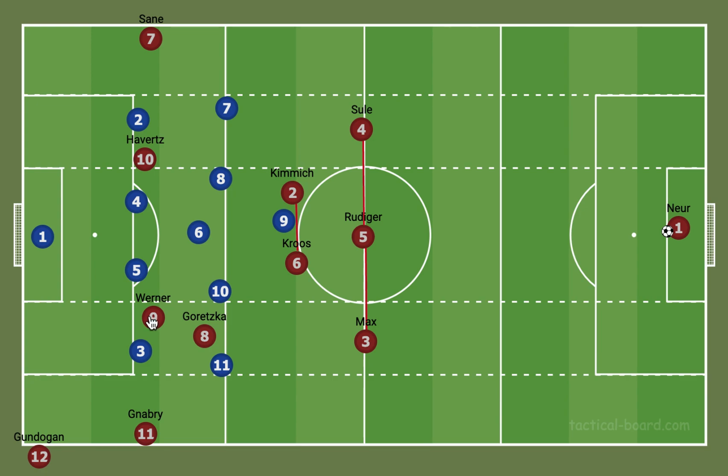We have Kai Havertz, Timo Werner, and I really struggled to put Kai Havertz there and not Gundogan. Those two could be interchangeable. I would probably go with Gundogan, honestly, over Kai Havertz at the moment because of the form. But for simplicity's sake, we're going to leave Kai Havertz in.